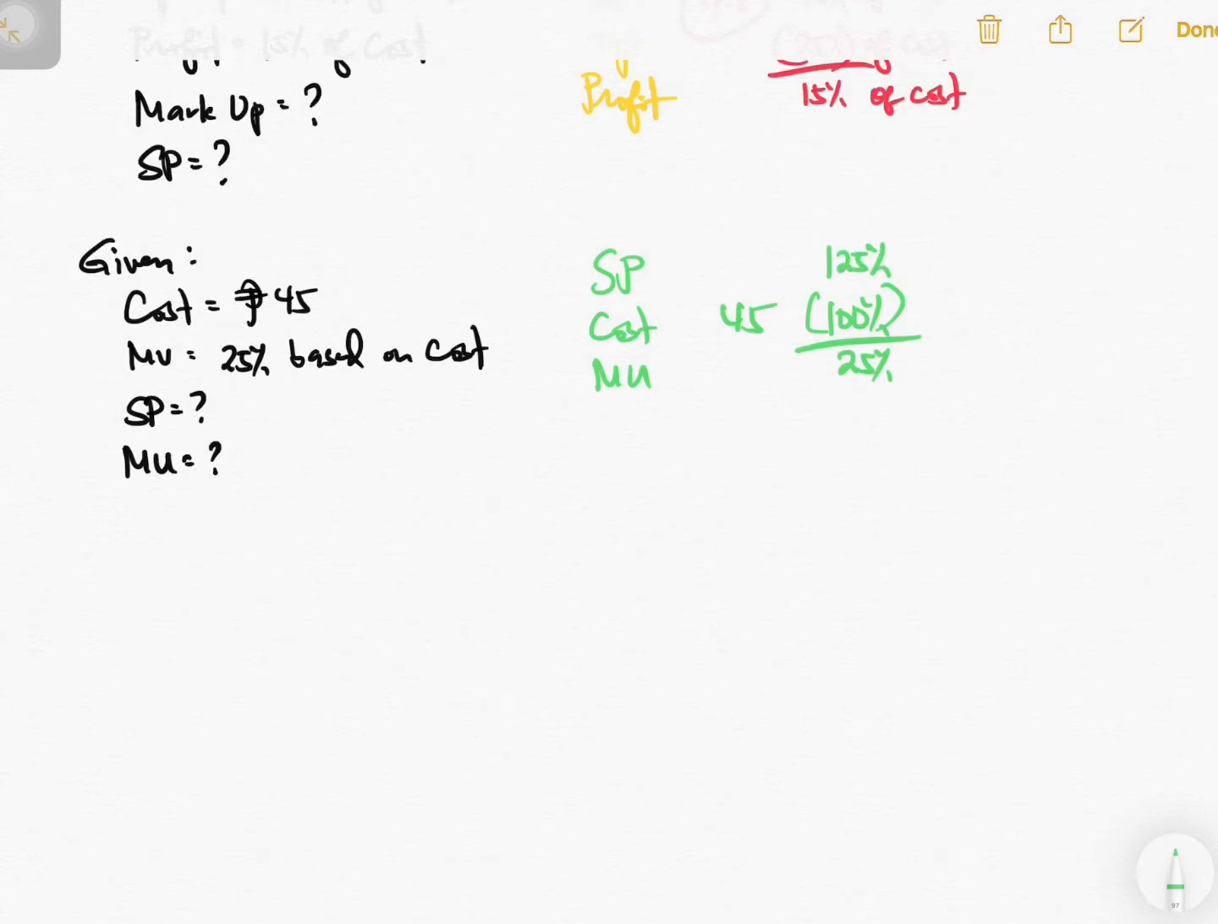Because 125 minus 100, that's 25, right? So how do you get the selling price? Cross multiply. To get this one, you will get your cost 45 times 1.25 divided by 1. Answer is 56.25. This is the selling price.